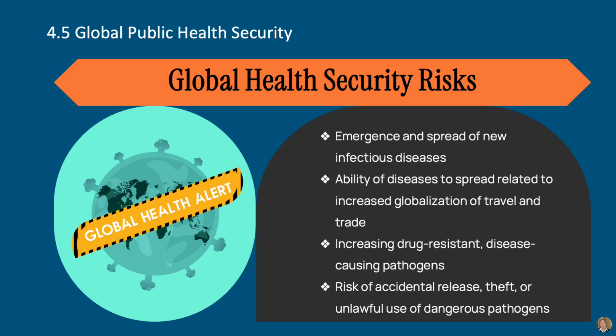So global health security risks include the emergence and spread of new infectious diseases. We saw this with COVID-19, which really shows how this is a security risk and how it impacts the health of our communities. The ability of diseases to spread globally is faster than ever before because more people are traveling. They have access to travel more now than they ever had, in addition to trade.